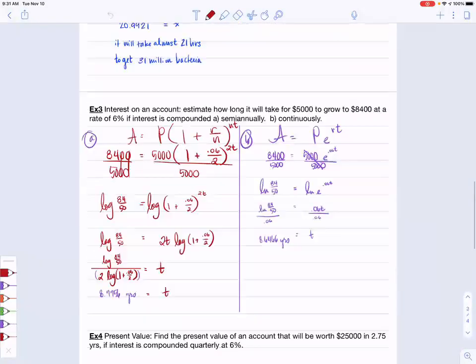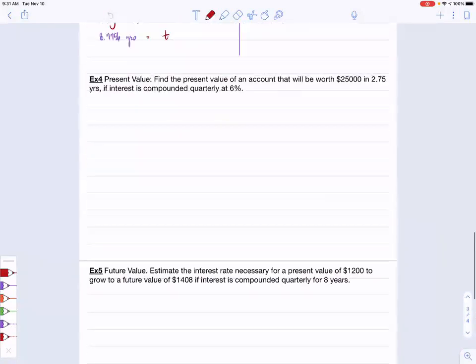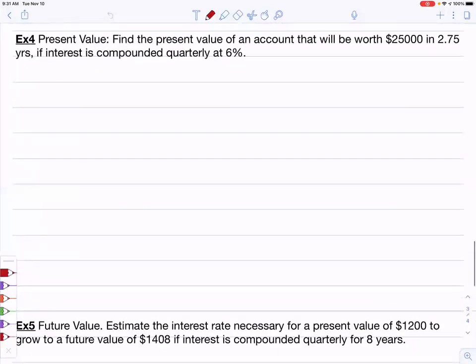All right, let's see. It looks like we finished example three. So let's go to 4 and 5. How about this? Why don't you guys try this, work together on this one, and let's see if we all end up in the same place. I mean, I can teach it, but it's a little bit more interesting if you're actually using the brainwaves to work through it. And you have enough information to do it.